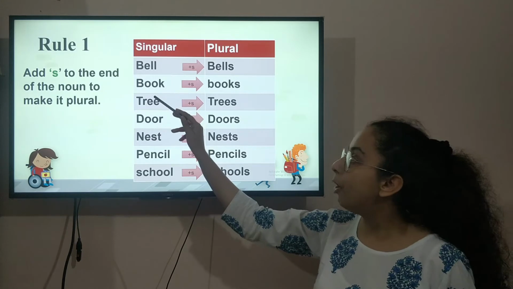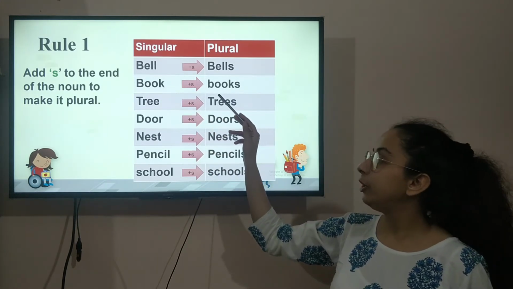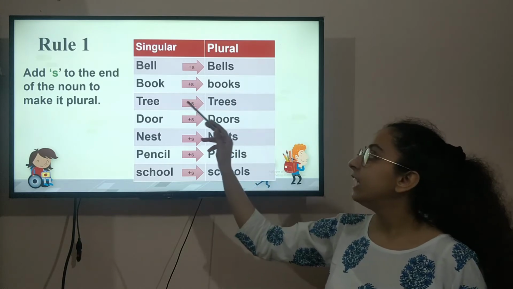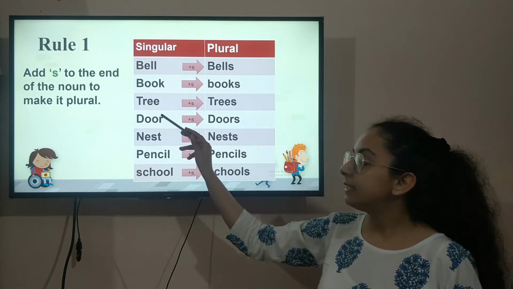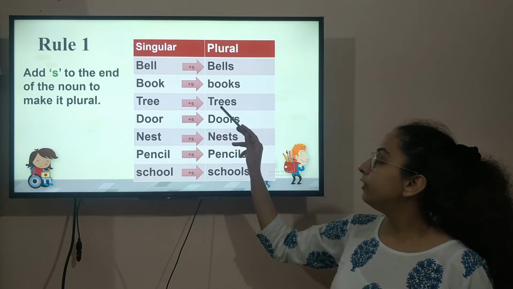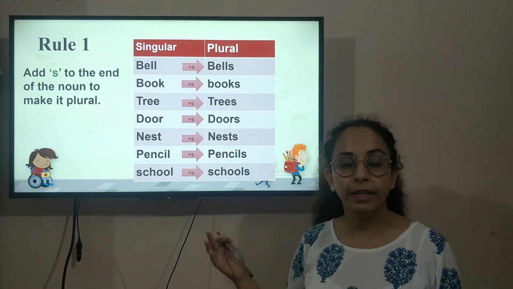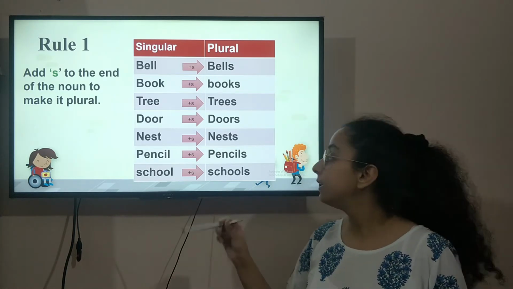Okay, book, by adding s we will change it into books. Tree, it is a singular noun. By adding s we will change it into trees. More than one tree, it will be called trees.